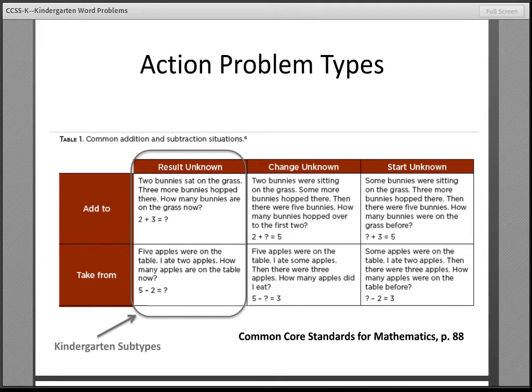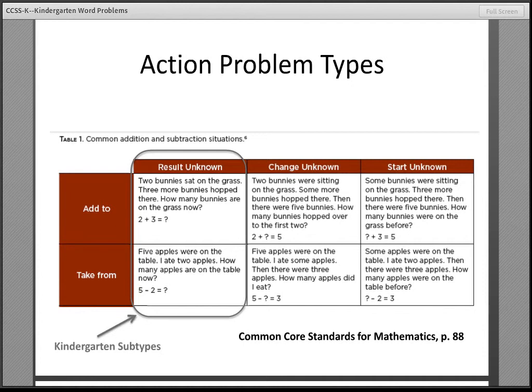If you look carefully, you will notice that the add to problem types are not all addition, and the take from problem types are not all subtraction. For example, both of the add to, change unknown, and start unknown are classified as subtraction problems if we were going to just talk about what operation would you use with those numbers that are provided. And the reason they're subtraction is because the numbers include a known total and a known addend, and the other addend is missing.